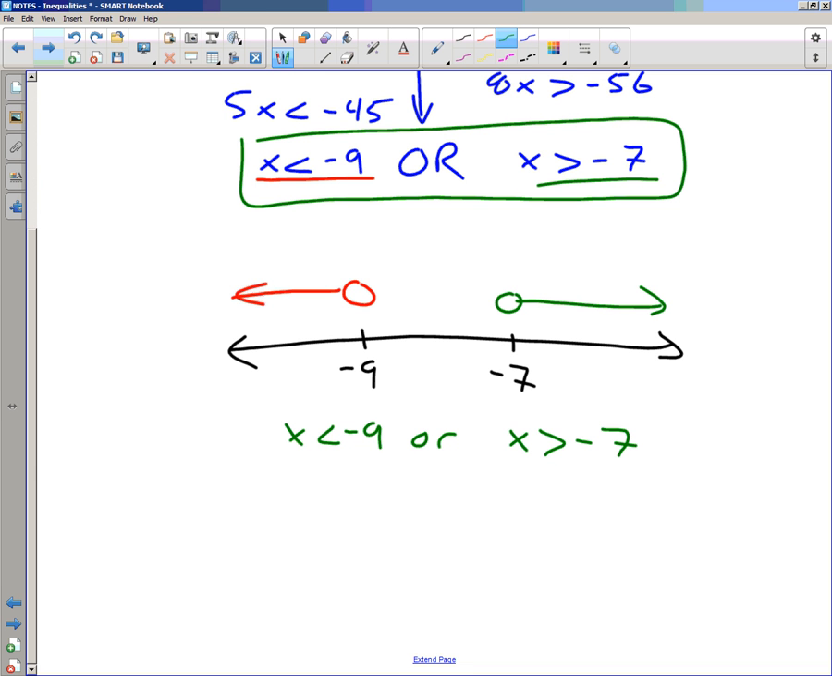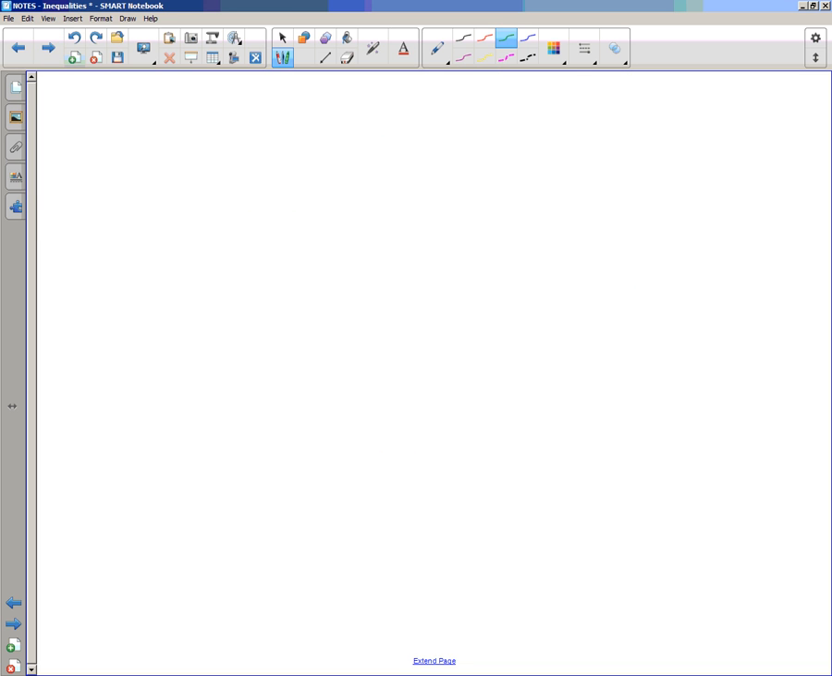Now, do we need to graph these always if it's an or? Can we just go ahead and circle the final answer we got? The answer to that is you should graph them, because from time to time some weird stuff comes up. So you should always graph them just to check and make sure that they are two separate things.